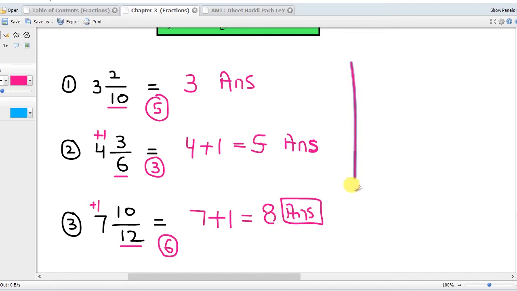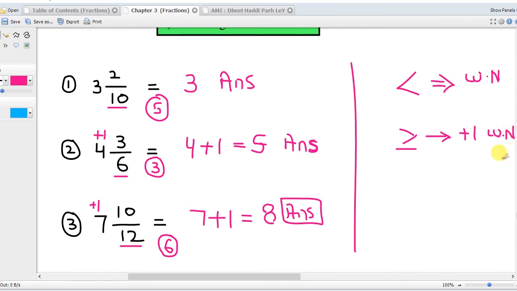So from here we make a conclusion that if your numerator value is less than half of the denominator, then you have to write your whole number, whatever the whole number value is, just write that value here, right? And if your numerator value is greater than or equal to half of your denominator value, then you have to add 1 to the whole number, right? Got it?